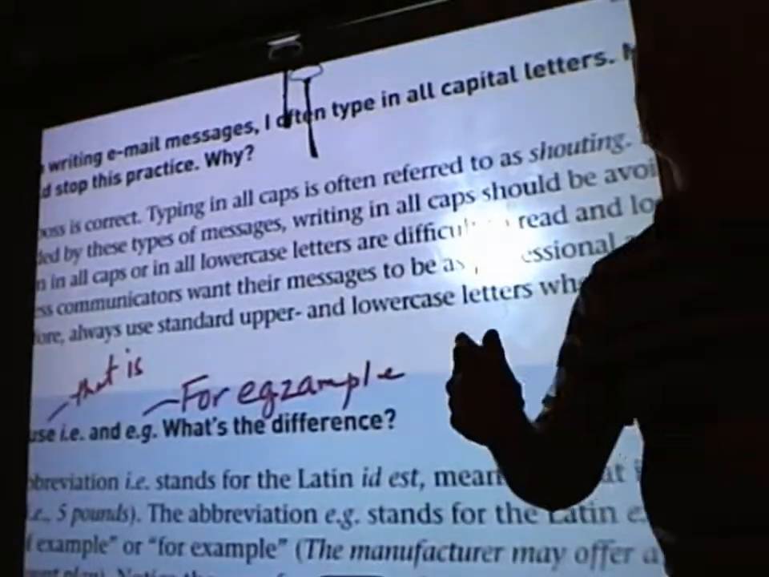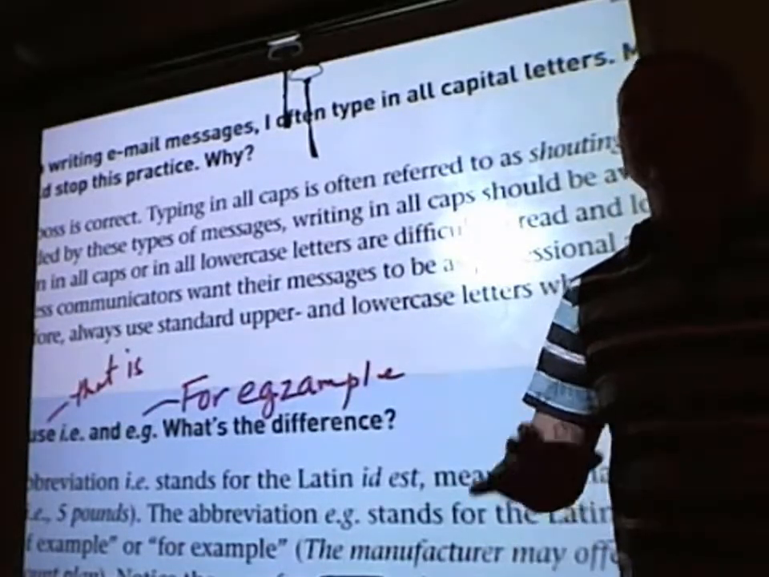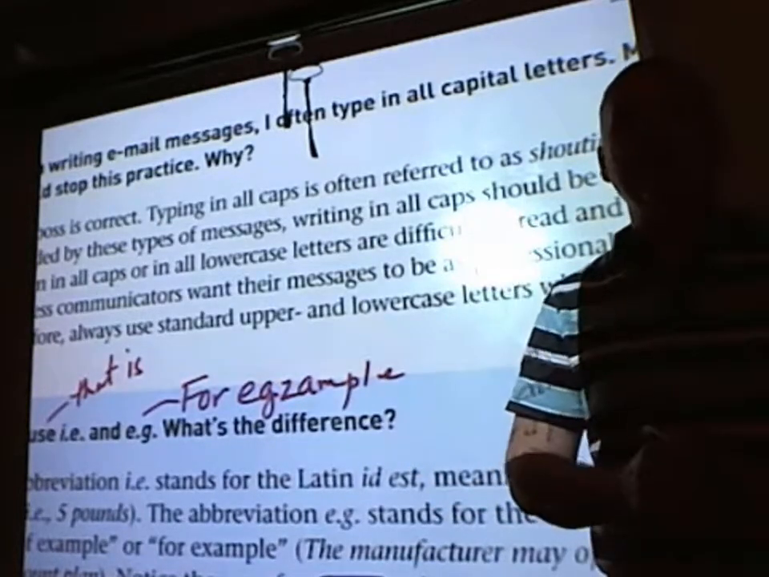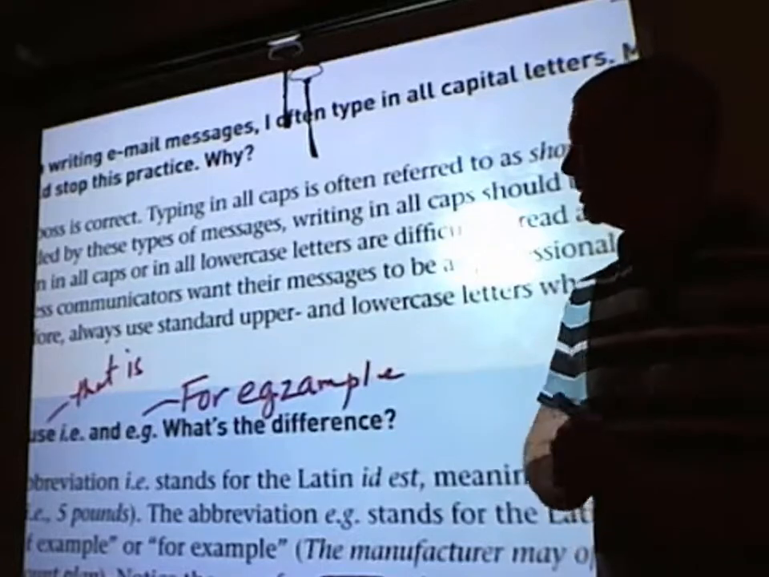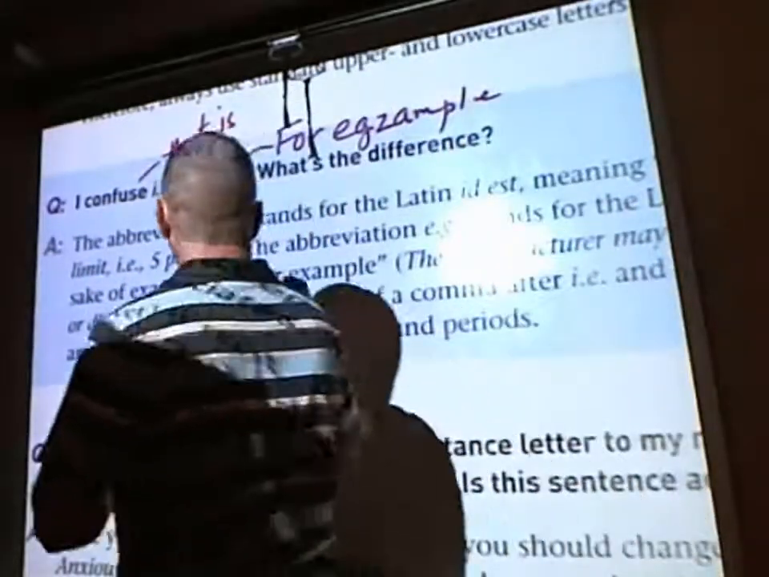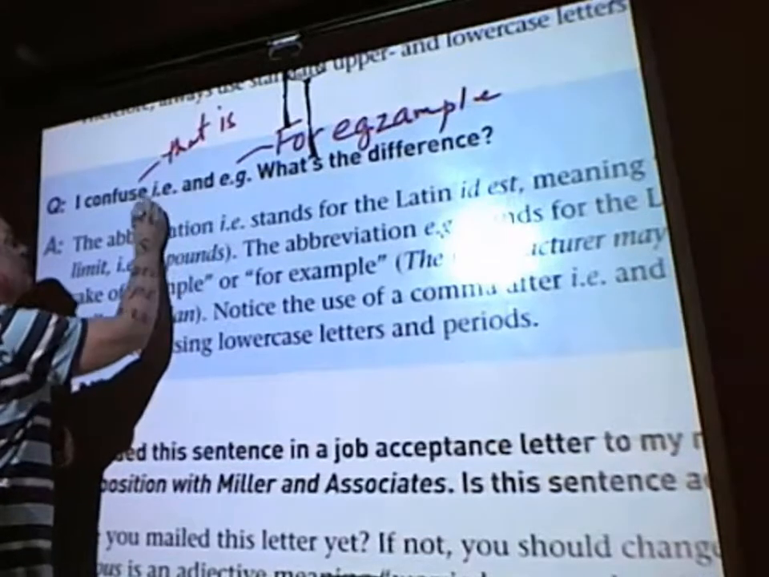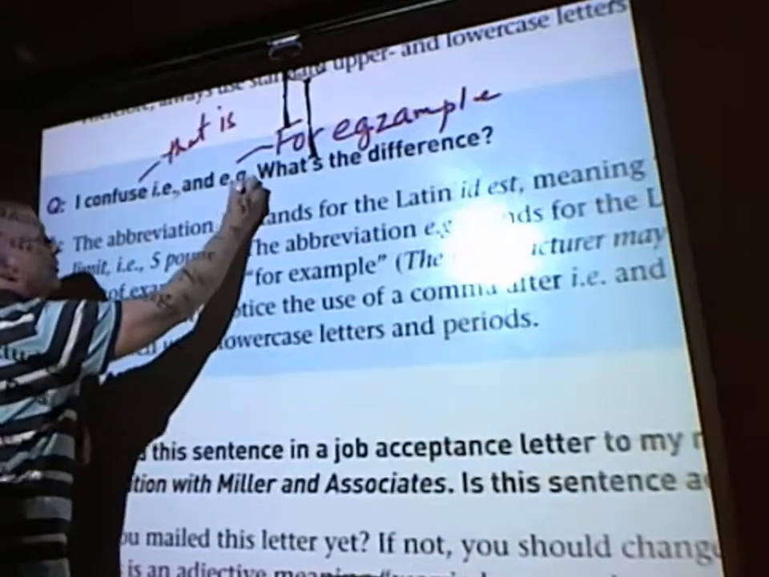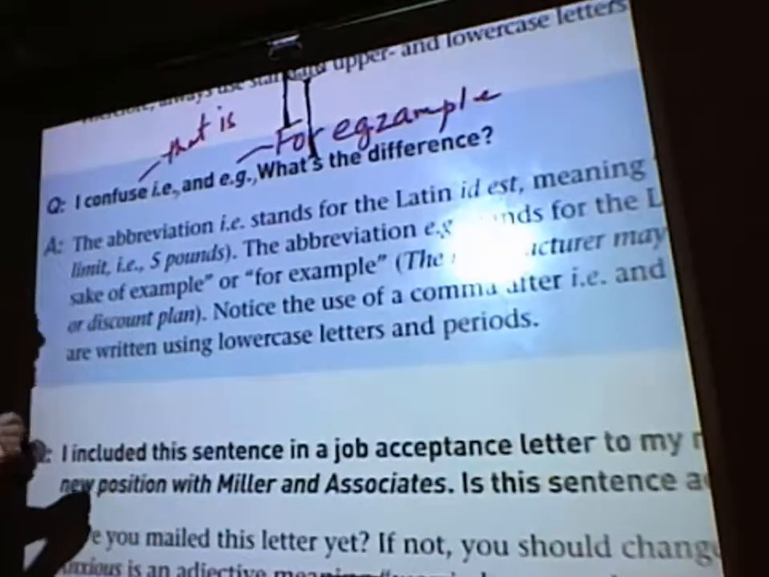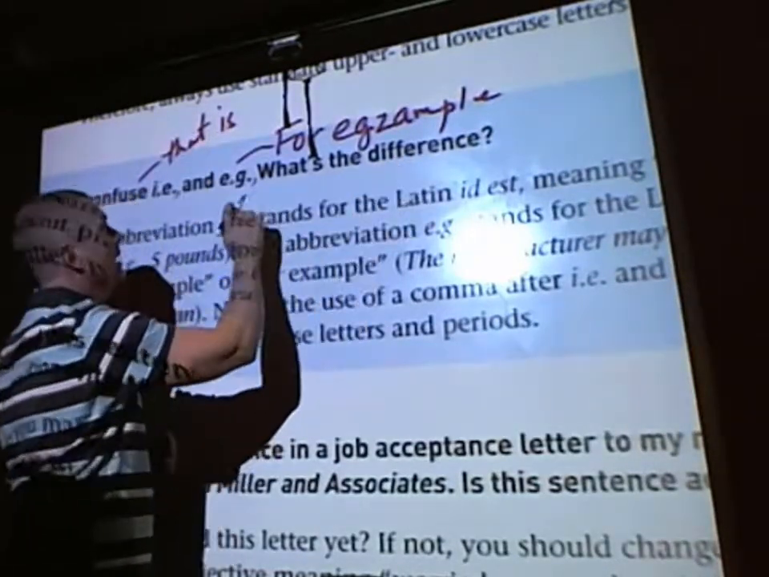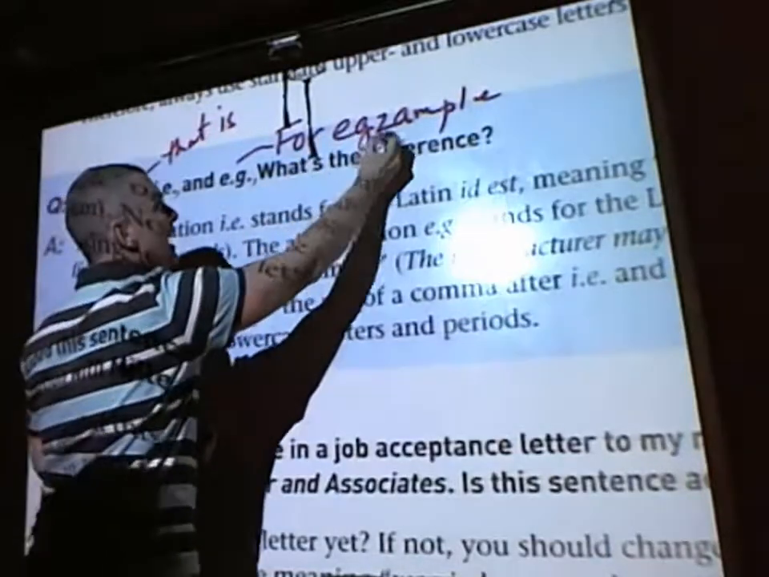Okay, this next section, I confuse i.e. and e.g. What is the difference? Well, first of all, let's look at the punctuation. Both of these have periods after the initials and a comma after those. That's the way they're written all the time. The abbreviation i.e. means that is, and e.g. means for example, and look how I spell it: for egg, e.g., example. So that helps me remember that e.g. means for example. Let's look at the examples here.